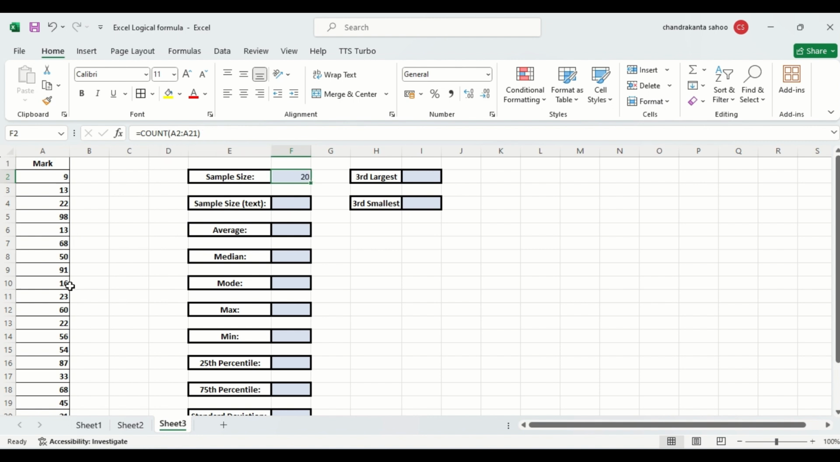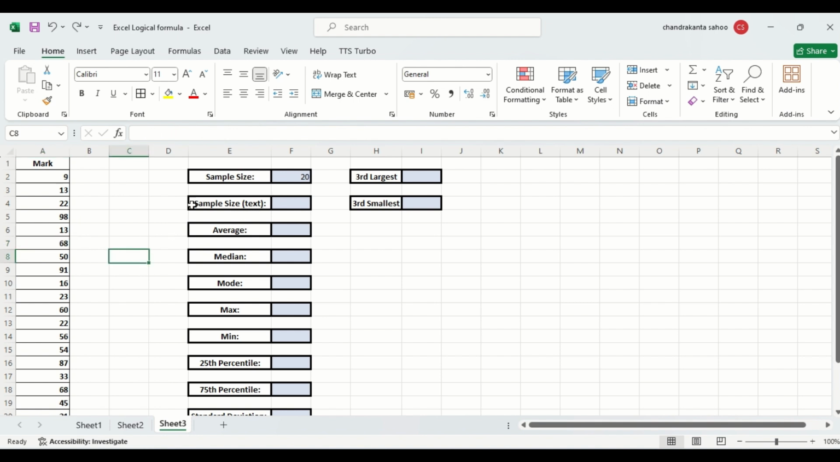Suppose I change here. You can see the sample size is 20. I will write some text, suppose it is "monos". Okay, so it becomes 19. When I use the count formula, it will exclude this text, because count does not include text. It will include only numbers. Therefore it becomes 19.